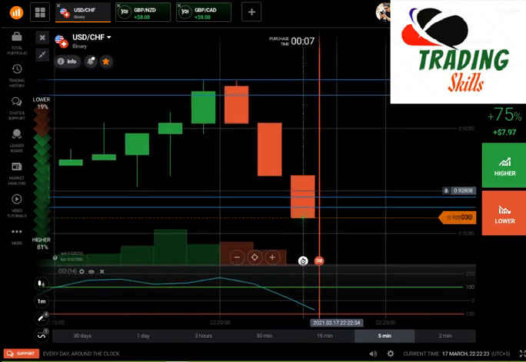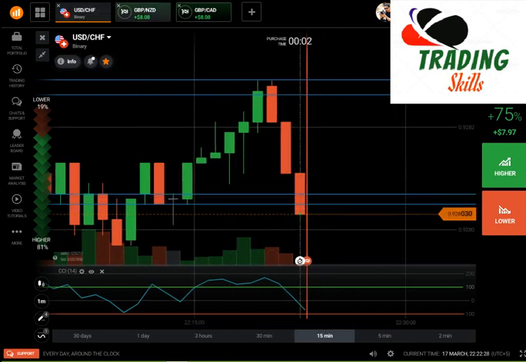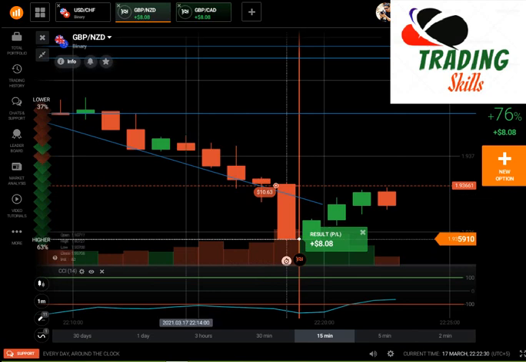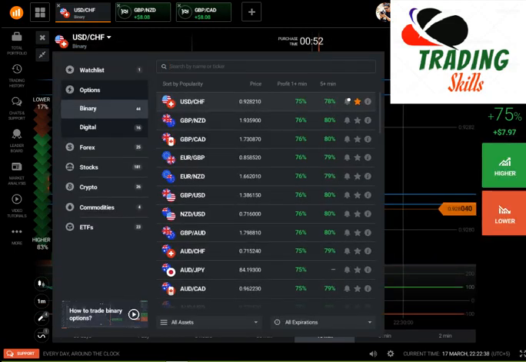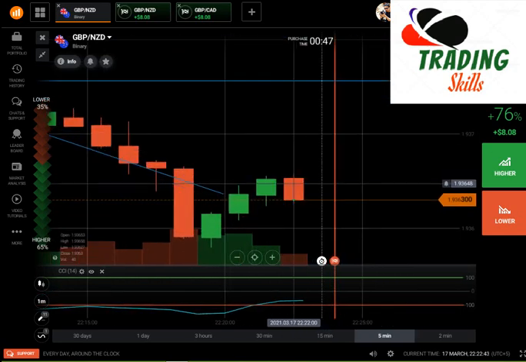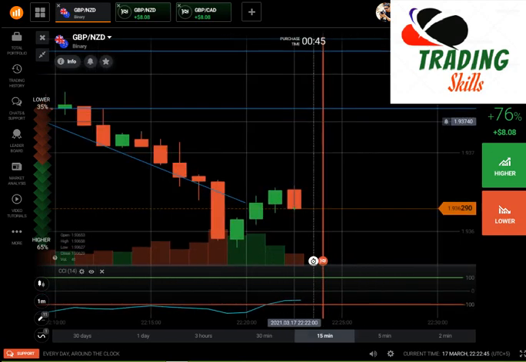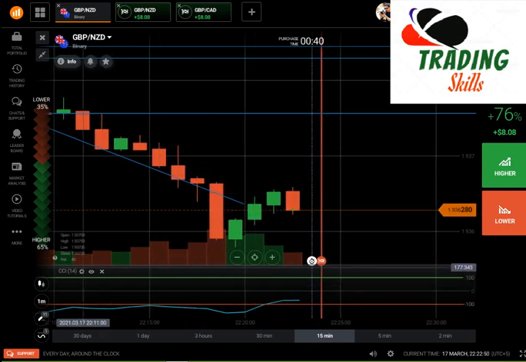Okay, now I cannot trust this level anymore because the market came down. Okay, so in GBP NZD, let me show you here. Now after this candlestick, can I go here with the sellers? Okay, let me draw my level here.